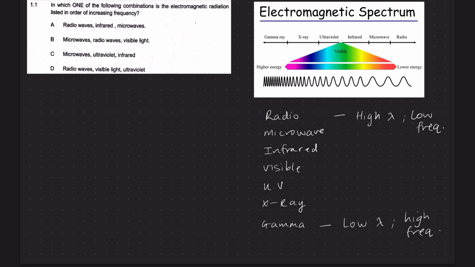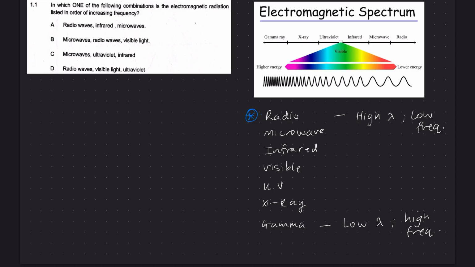So a question like this would require you to learn the electromagnetic spectrum. I've put in two images here, one on the right hand side and one below it. It doesn't matter which one you learn as long as you stick to it. Now, for the purpose of this question, I'm going to use this one. So if I want to go through the options and choose the one that's listed in order of increasing frequency, I have to now check according to this list.